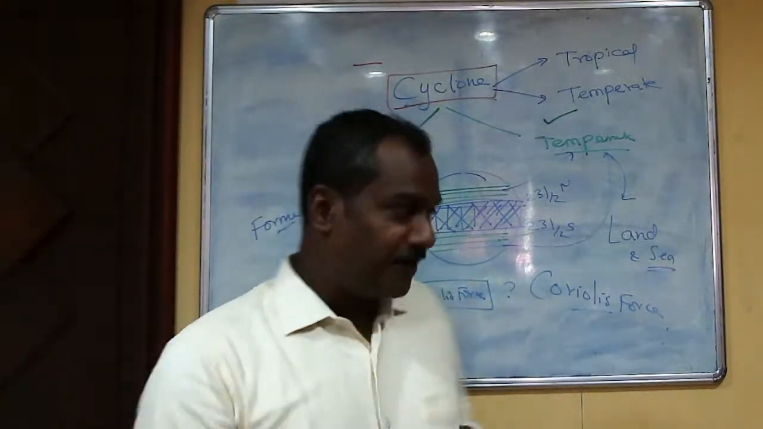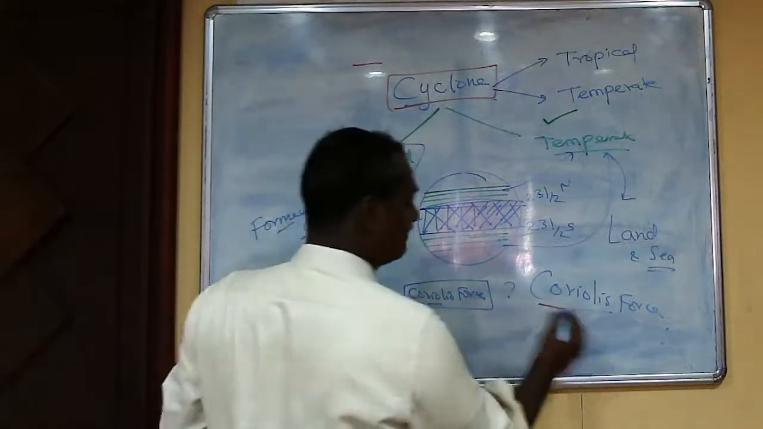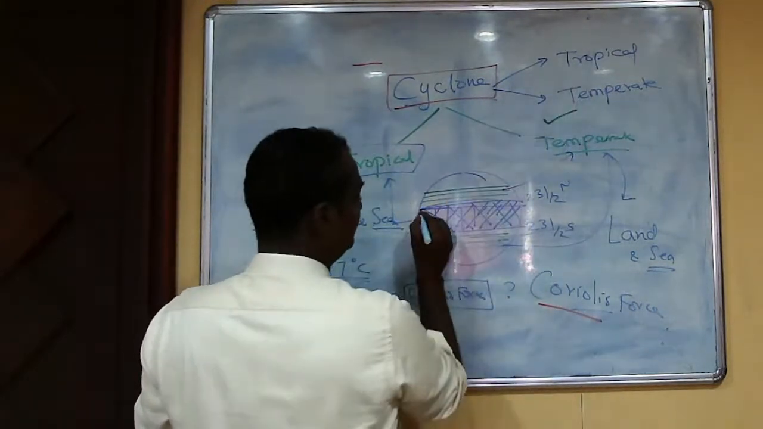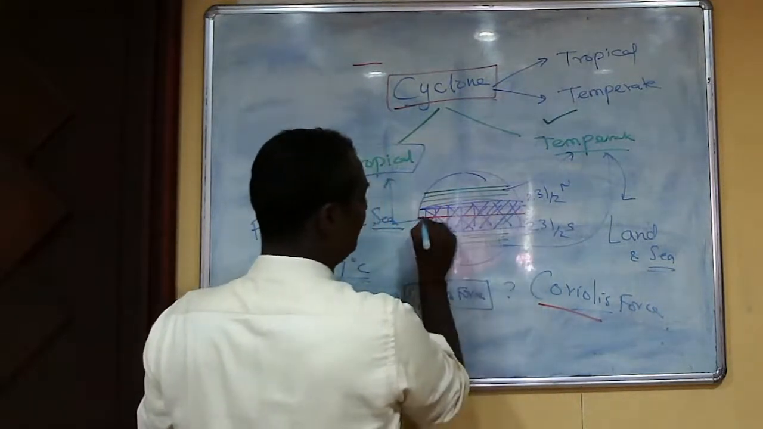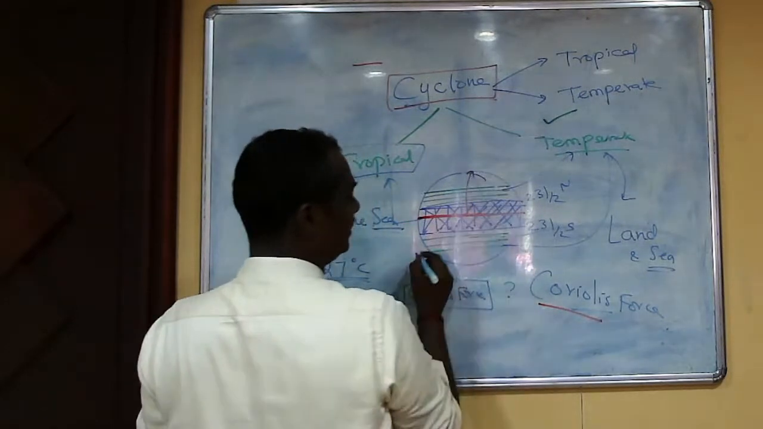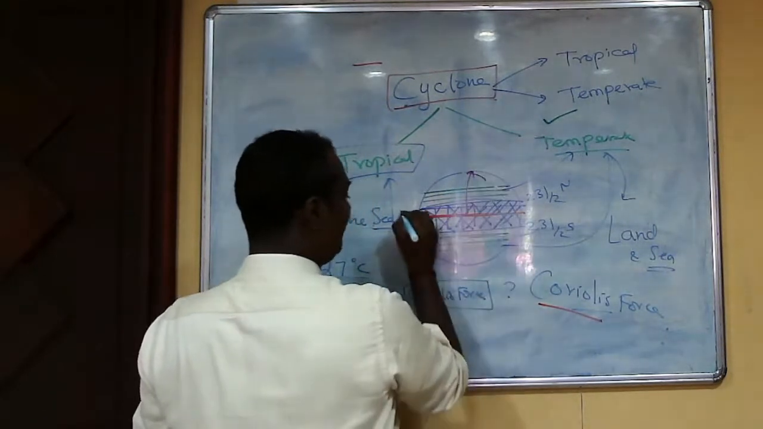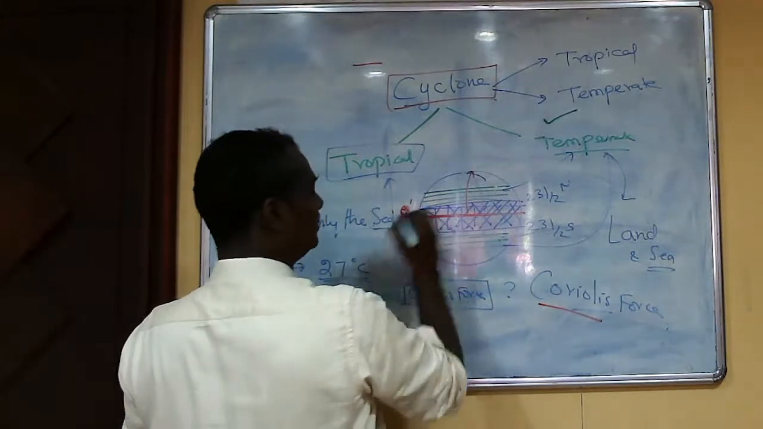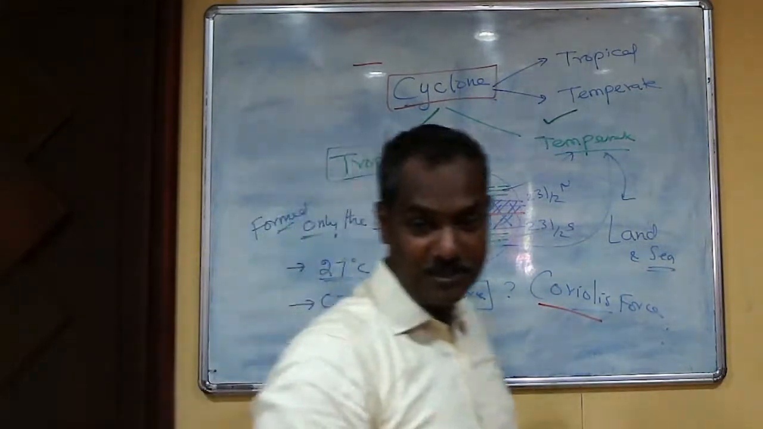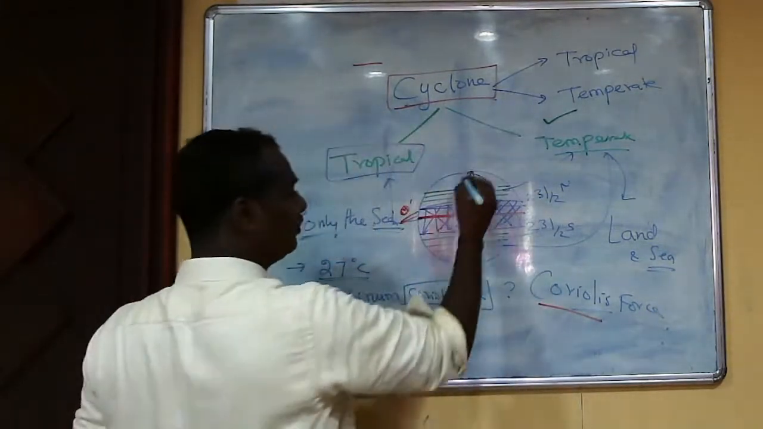It is formed due to the rotation of the earth. The Coriolis force is minimum at the equator and increases towards the poles. Right now, the Coriolis force is minimum at the equator, almost zero at the equator, and it increases towards the pole.